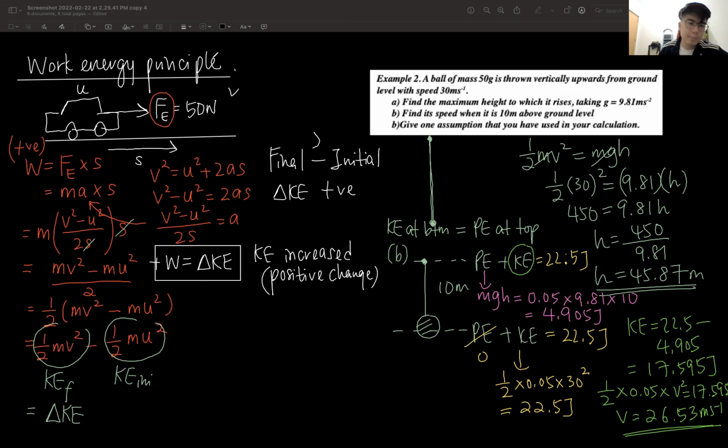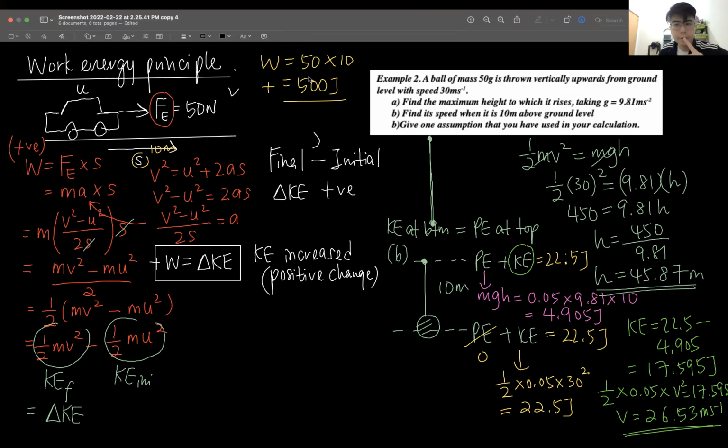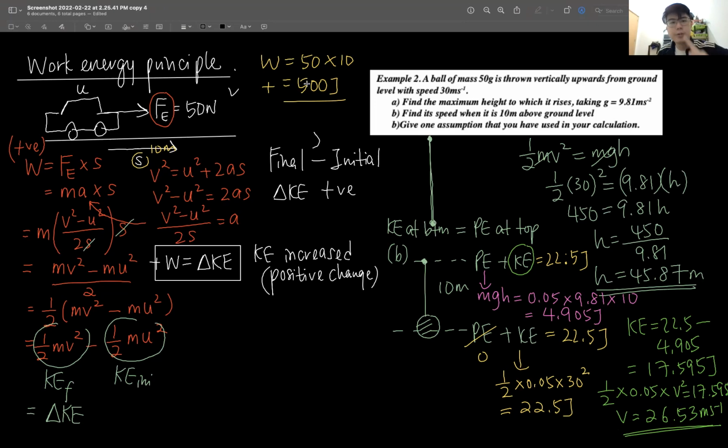So just like this example, the engine force is doing certain work on it. Let's say the distance is 10 meters. What is the work done? W equals 50 times 10. The engine is doing 500 joules of work. Is that positive or negative? It's positive work, right? So the car will gain 500 joules of kinetic energy.